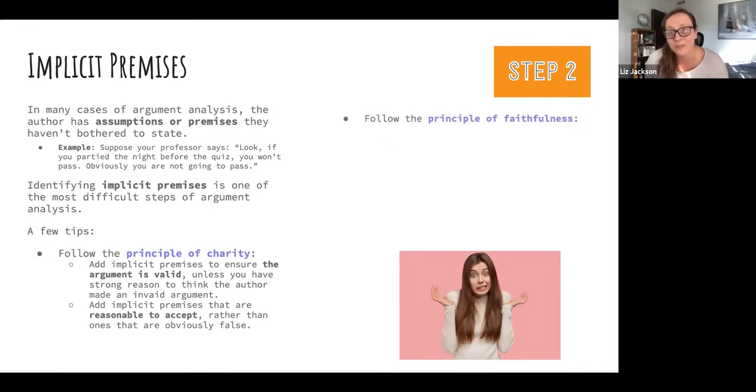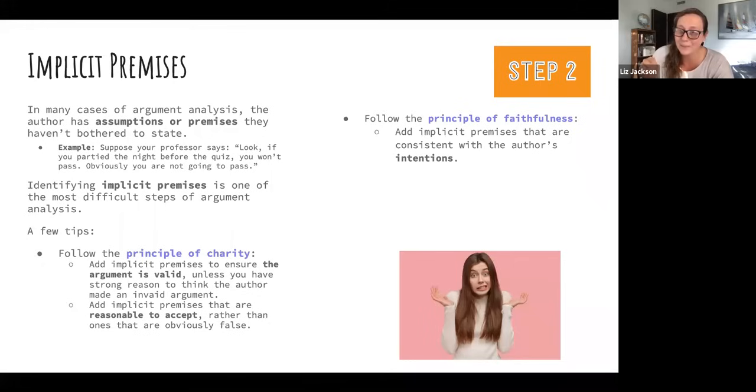And then the second principle that we're going to talk more about in a second is called the principle of faithfulness. And that basically says that when we're reconstructing arguments, we should do so in a way that's consistent with the author's intentions. So when we apply that to implicit premises, the idea is that you want to try to add an implicit premise that's consistent with the author's intentions, definitely not an implicit premise that contradicts or is in strong tension with something the author says somewhere else.